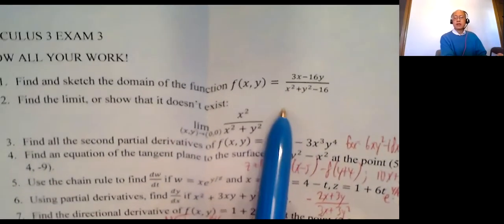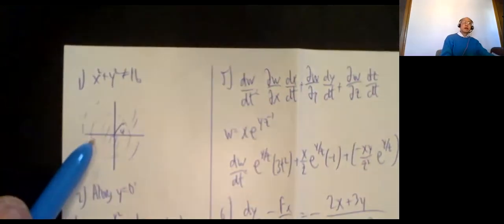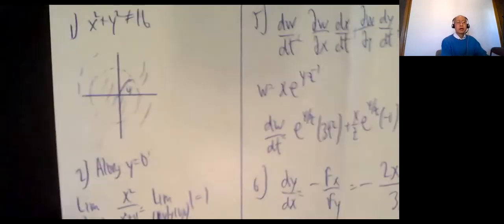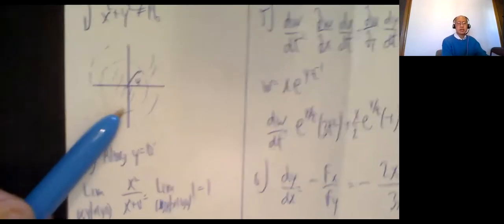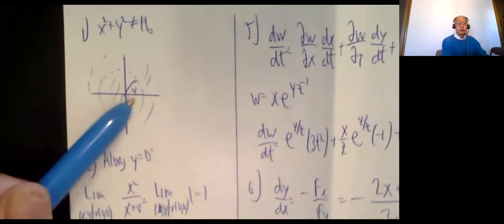Find the domain. Well, it's everywhere where the denominator is not 0. So x squared plus y squared equals 16 is thrown out. So draw a dotted circle of radius 4 at the origin and shade everything else, everything inside and everything outside, and throw out the circle centered at the origin with a radius of 4.